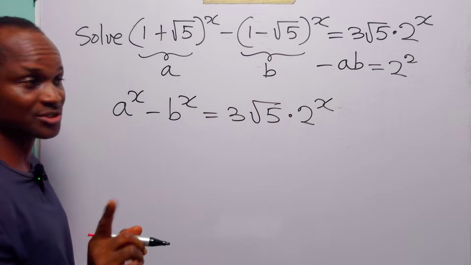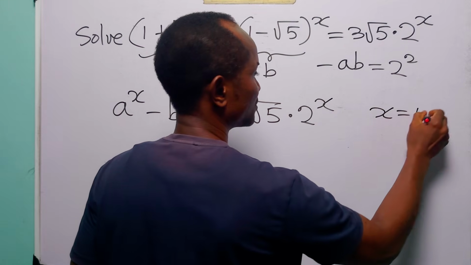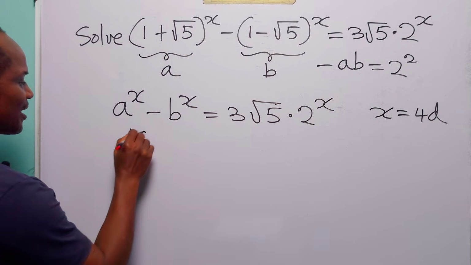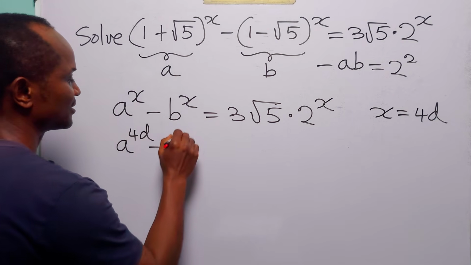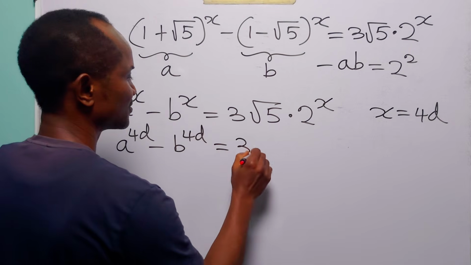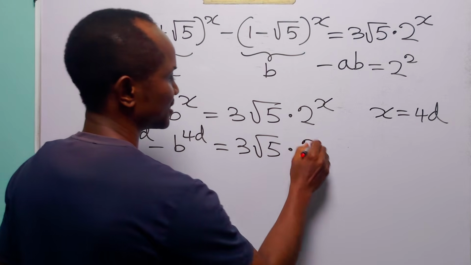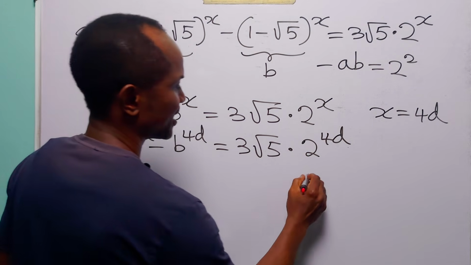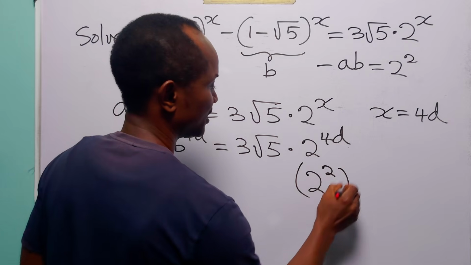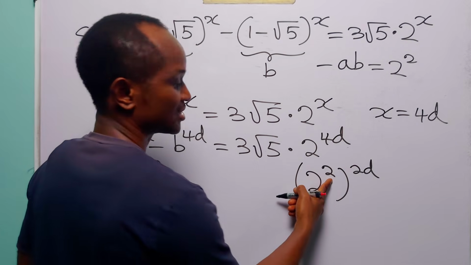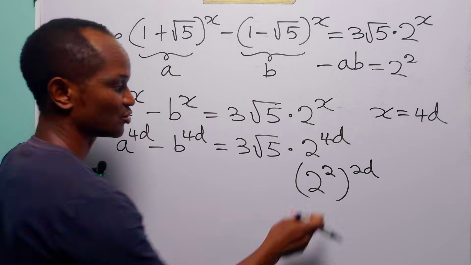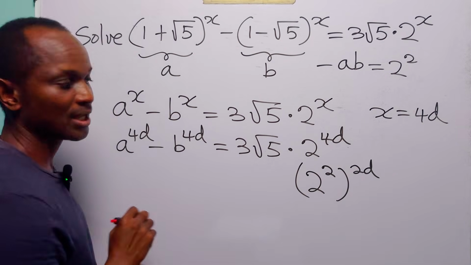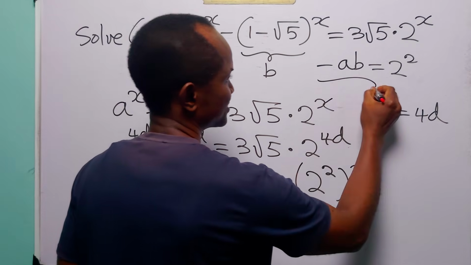We will do another substitution. Let x be equal to 4 times d. Now this equation becomes a to the power 4d minus b to the power 4d is equal to 3 root 5 times 2 to the power 4d. But of course, you know that we can write this as 2 squared to the power 2d, because to get rid of this bracket, all we have to do is to multiply these two powers, and 2 times 2d is equal to 4d.